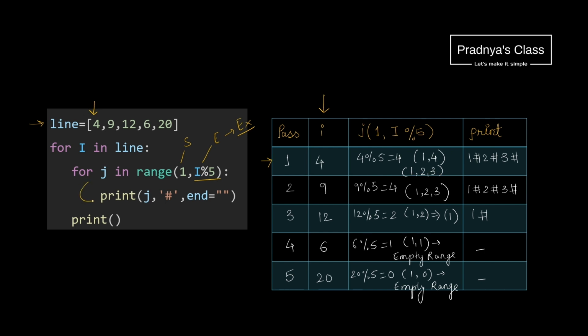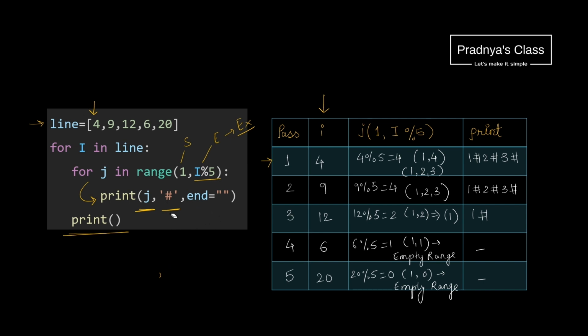Now let's come inside the loop and check what we are printing. We are printing the value of j, then the hash symbol, and with the end parameter we are suppressing the new line. It means all the values of j will get printed on the same line. After this we are using an empty print statement. So when the loop executes for the next value of i, the values will get printed on a new line. Generally we use this type of nested loop for generating patterns.